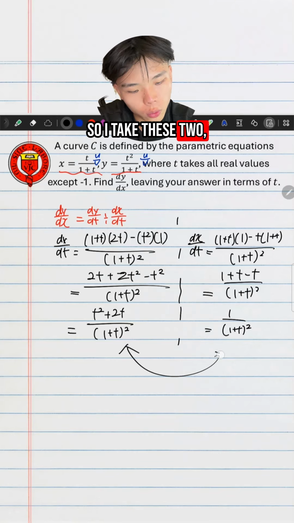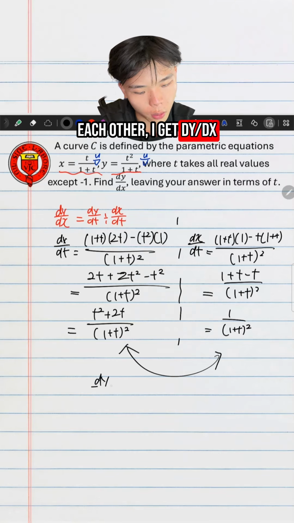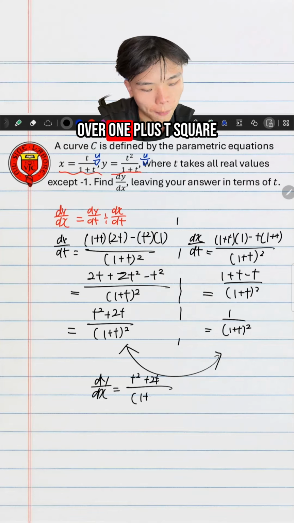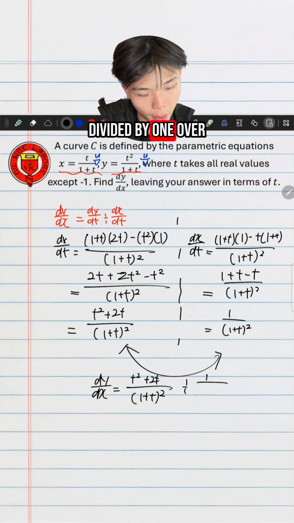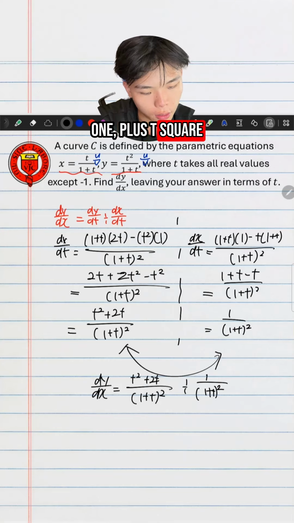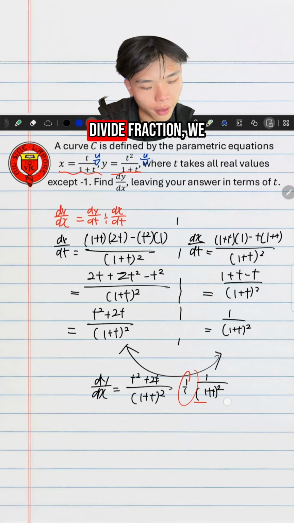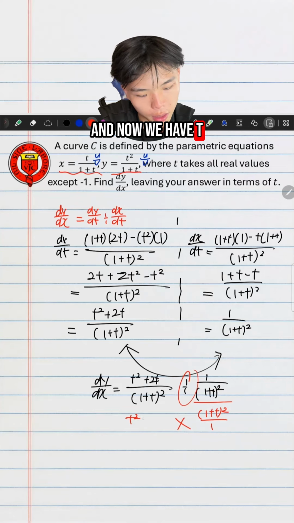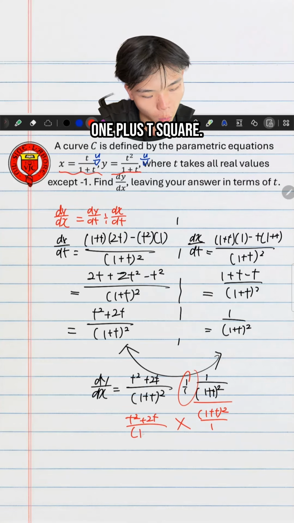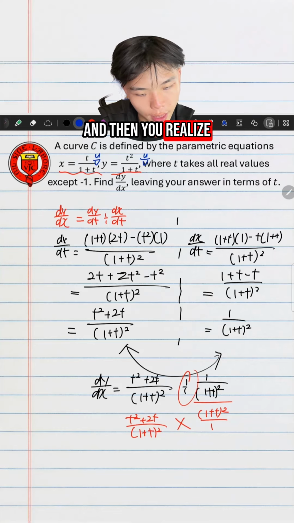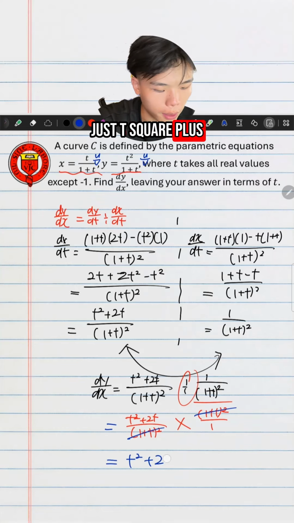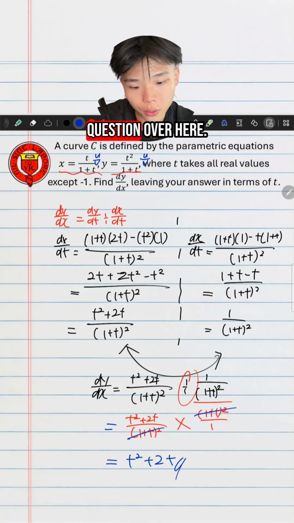So I take these two, divide them away from each other, I get dy dx will essentially be t square plus 2t over 1 plus t square divided by 1 over 1 plus t square over here, right? And since we have a divide fraction, we can change it to a times and then we flip the fraction. So now I have 1 plus t square on top, and now we have t square plus 2t over 1 plus t square. And then you realize that these two actually cancel each other out, and therefore the final answer is just t square plus 2t, which is the final answer to this question over here.